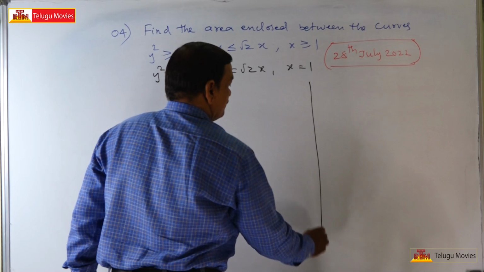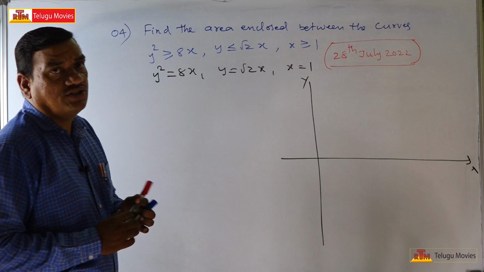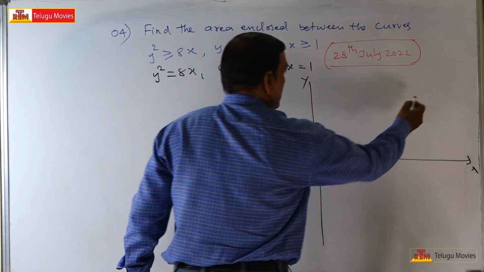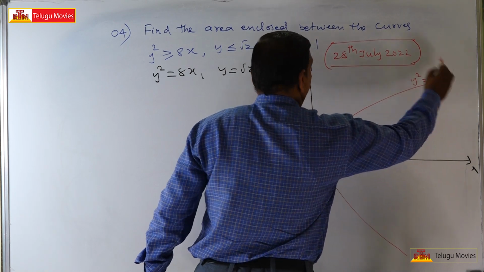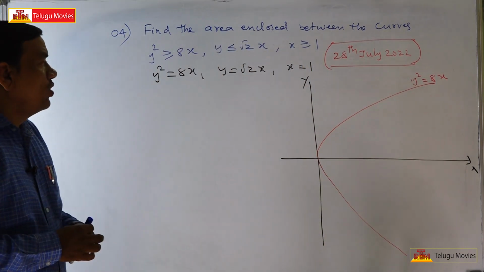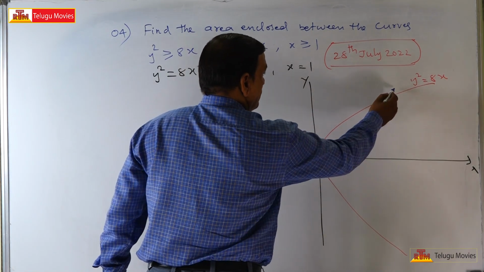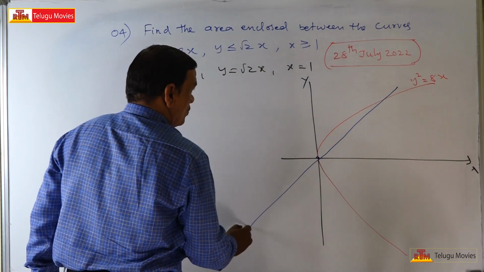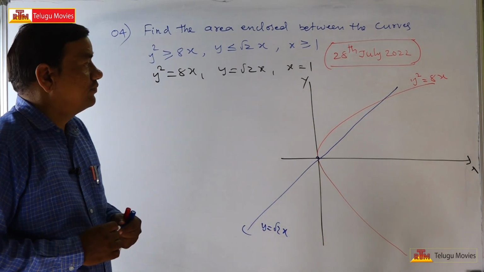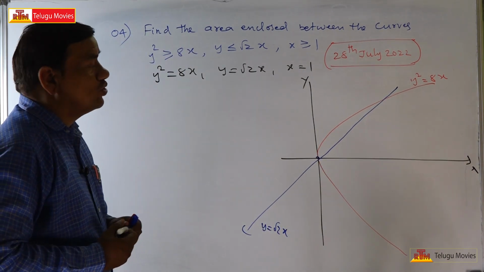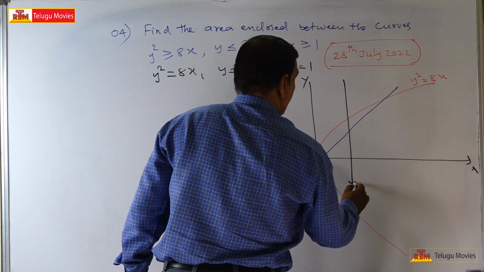So here, x axis, y axis. y square is equal to 8x is a parabola, passes through the origin and lies entirely in the first quadrant. So this is y square is equal to 8x. Next, y is equal to root 2x is a straight line passing through the origin and lies in the first and third quadrants. So this is y is equal to root 2x. Next one, x is equal to 1 is a vertical line. So this is the x is equal to 1 line.